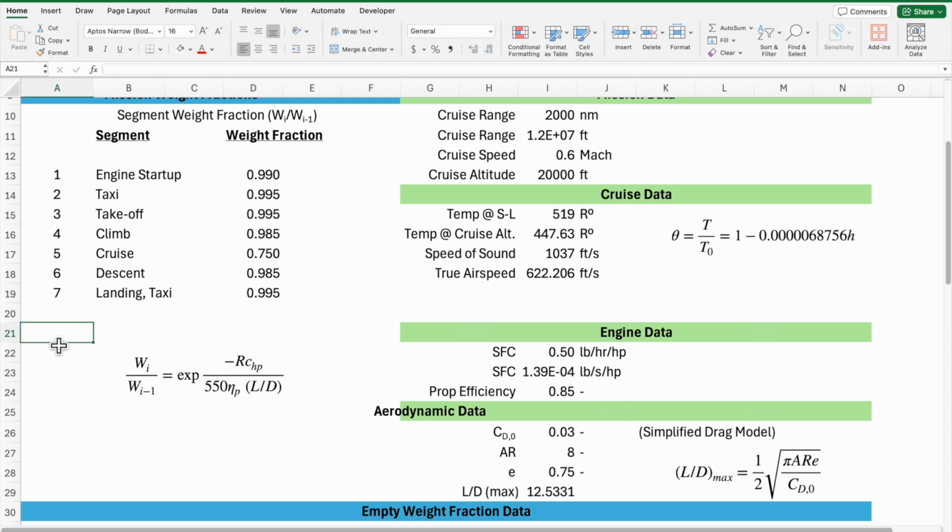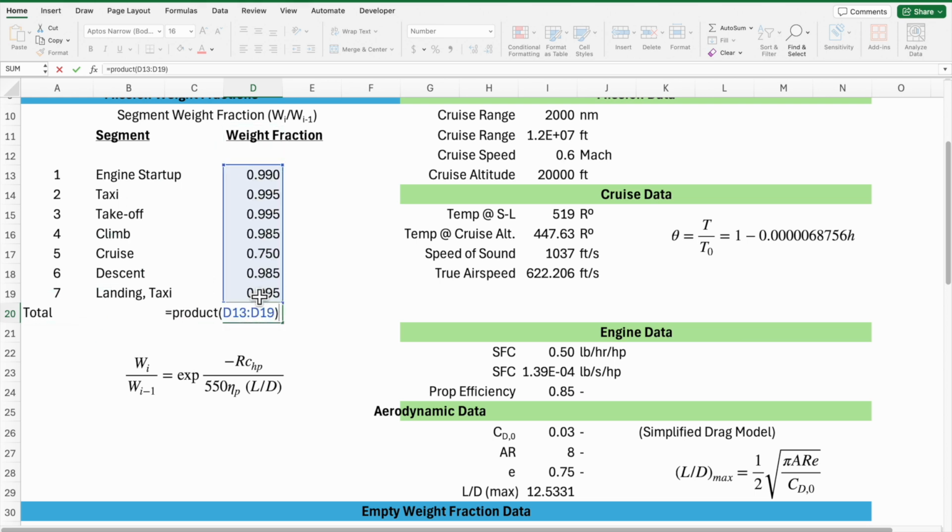So then our total, I'll write it up here and save some space. Our total is simply the multiplication of all of these values. So I'm just going to do equals product of these values, just multiply them all together, and I get 0.709. So let me write total here instead. So this is our total mission weight fraction.